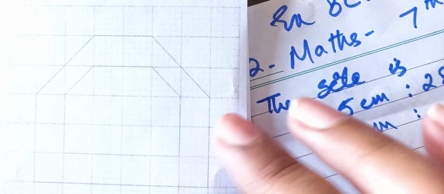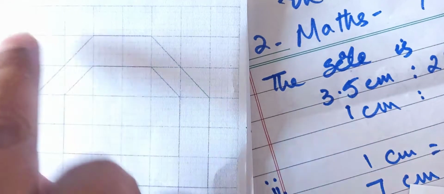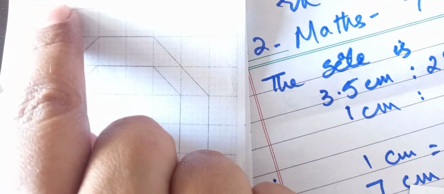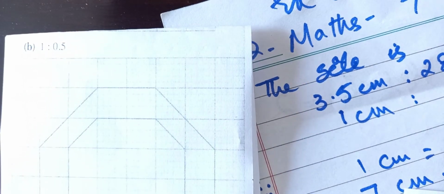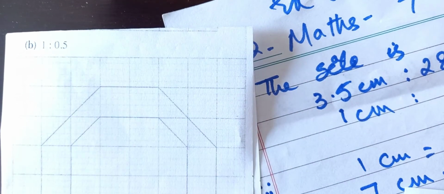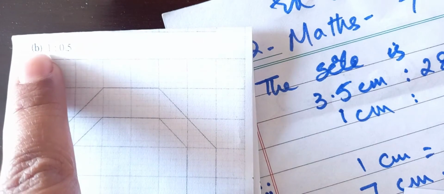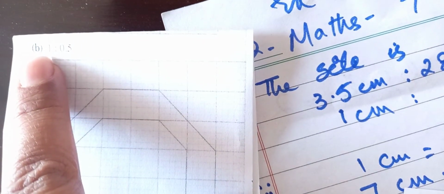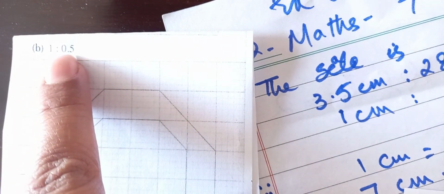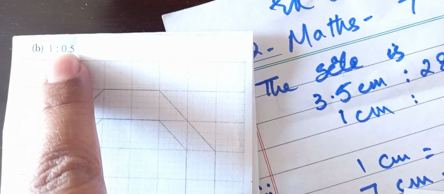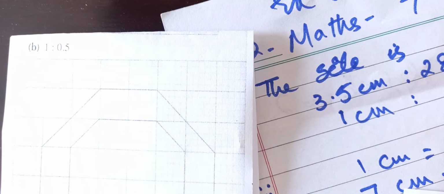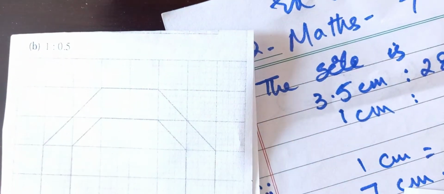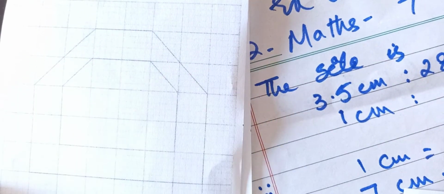This is part 2 of question number 4. We have to scale down our figure. The figure which is drawn on the book is of scale 1. Now the new figure which we have to draw is of scale 0.5. 0.5 is half. It means we have to reduce this shape to half to get the required answer.